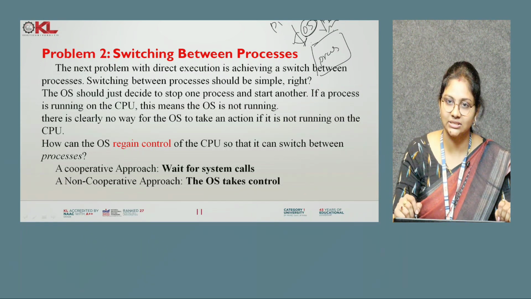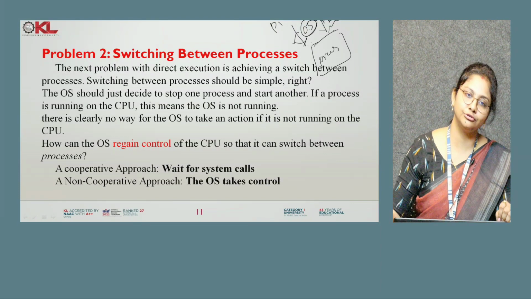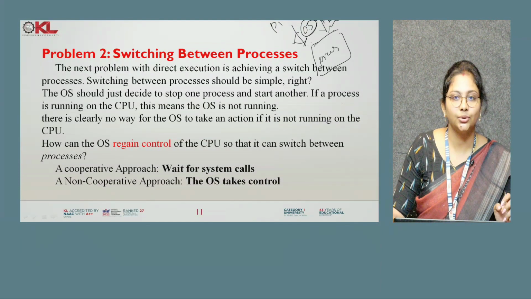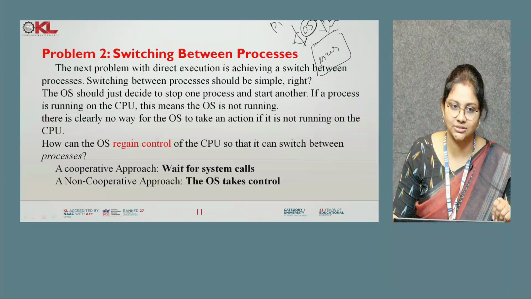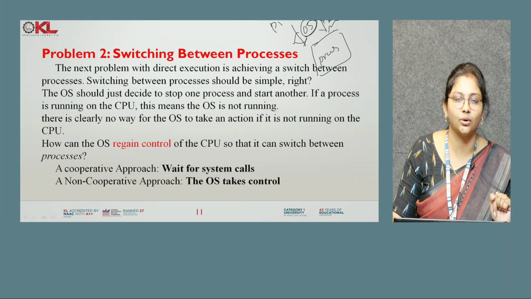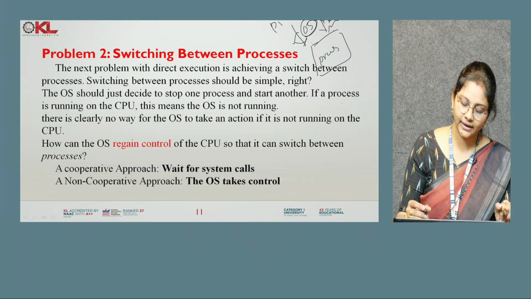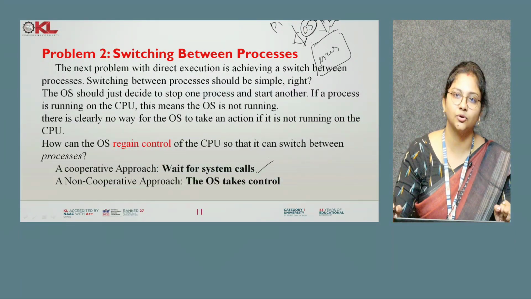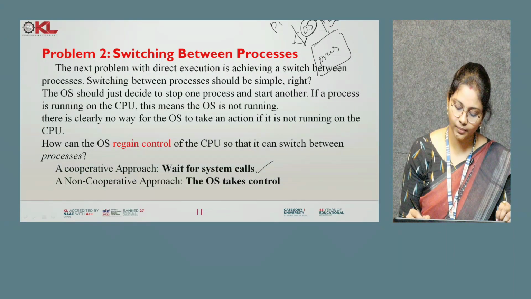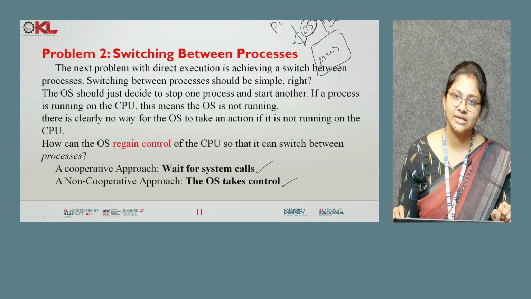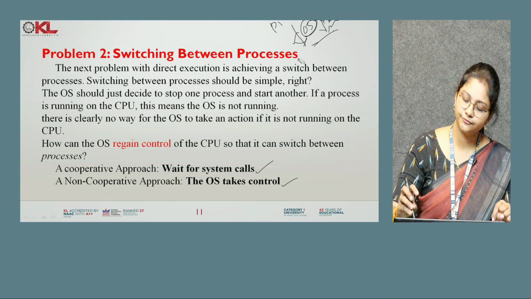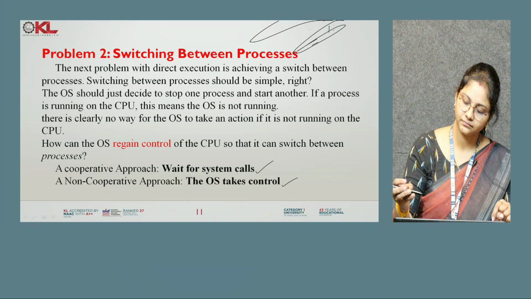But how this context switching will be implemented in direct execution is, we have two different types of approaches to implement context switching in direct execution. That is the cooperative approach and the non-cooperative approach. The cooperative approach means waiting for the system call, right? And in the non-cooperative approach, the OS takes control of it by force, right?